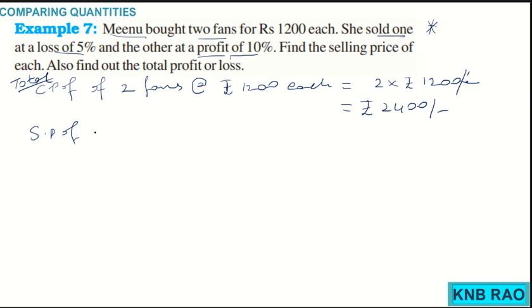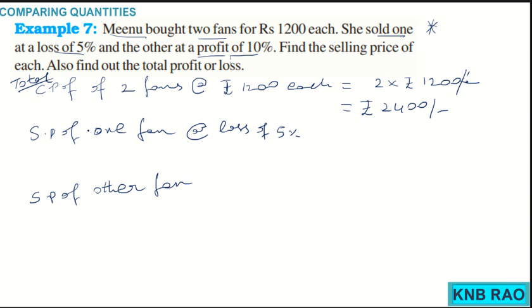So, SP of one fan at loss of 5% you need to calculate separately. SP of the other fan, okay, SP of the other fan at gain of 10% you have to calculate separately. If you see at loss of 5%, do I have any formula to calculate together straight away selling price? Yes, there is. What is that formula? Okay, so that question comes here.